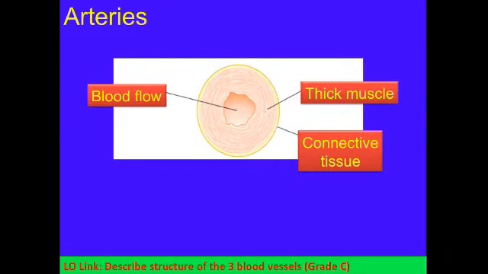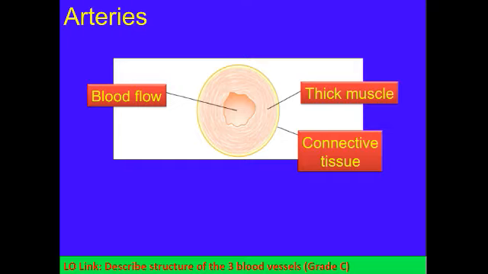So the first blood vessel we need to talk about is the artery. Now we've met some of the arteries already when we were talking about the heart. Arteries transport blood away from the heart. That's very important to remember because that can sometimes help you label a diagram of the heart. So arteries make blood go away from the heart.